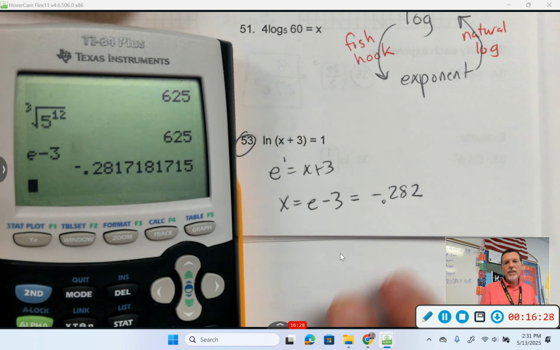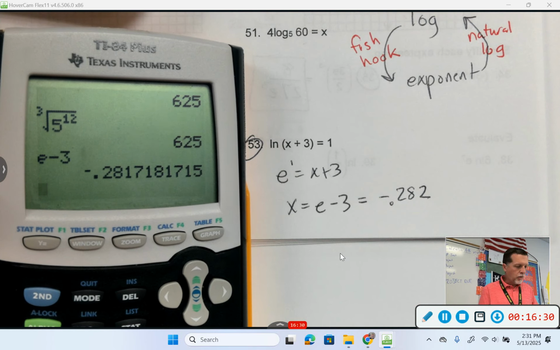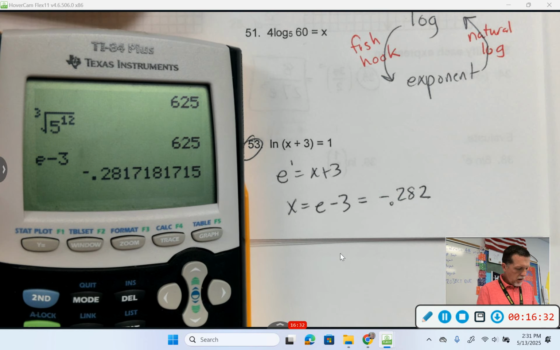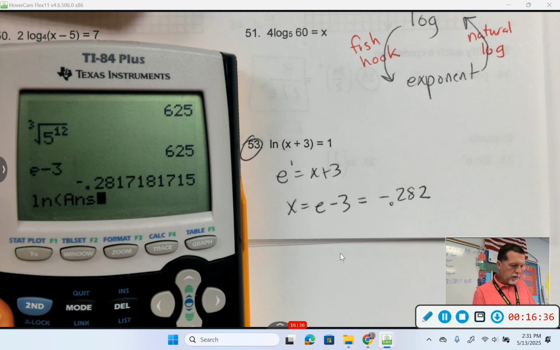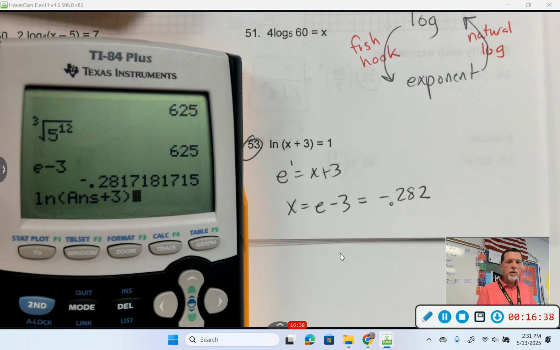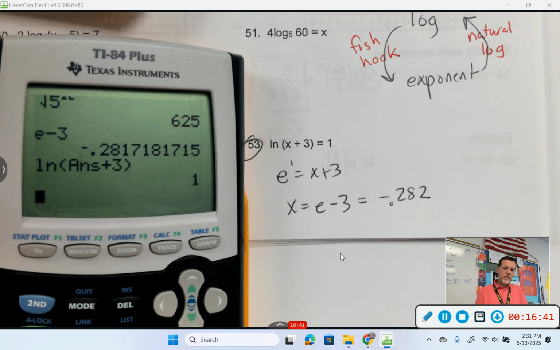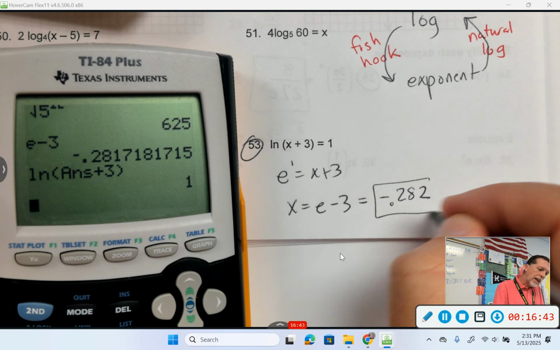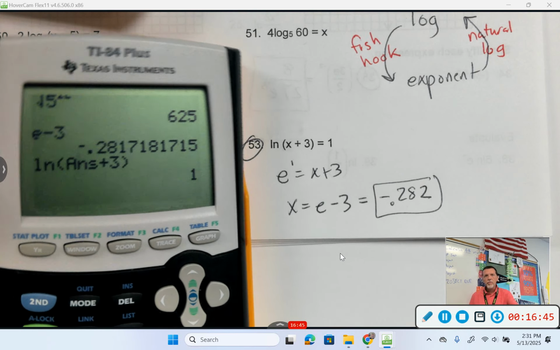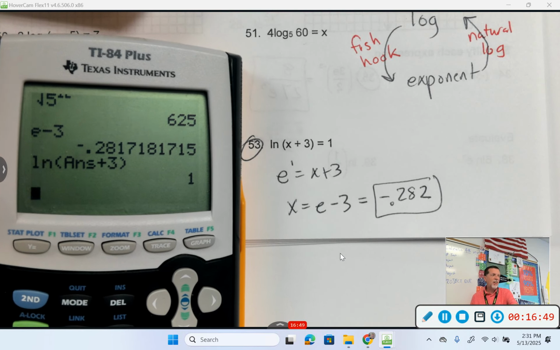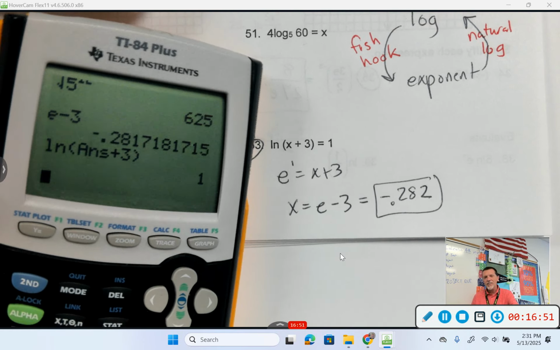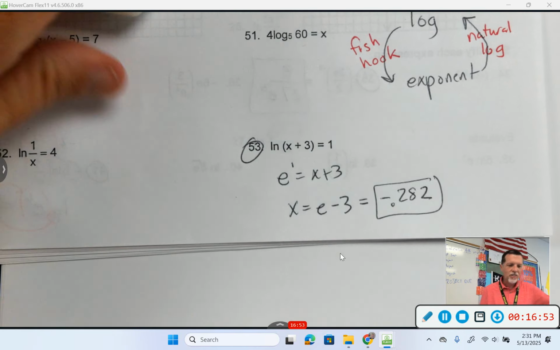I didn't print out the answer key, so I'm going to check this one to make sure I'm right. Natural log of answer plus 3 is supposed to be 1, and it is, so I feel pretty good about that answer. Remember, on the calculator part of the test, it's easy to check your answers. I think you'll have time to check your answers. You should check your answers.